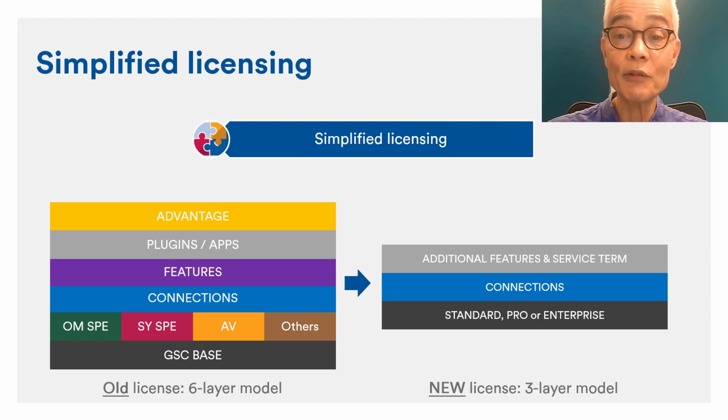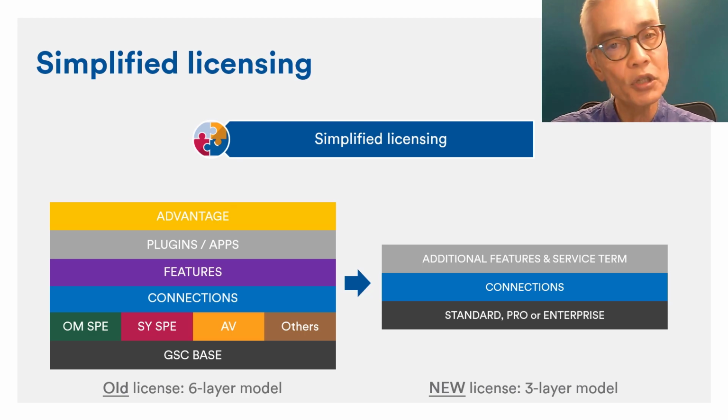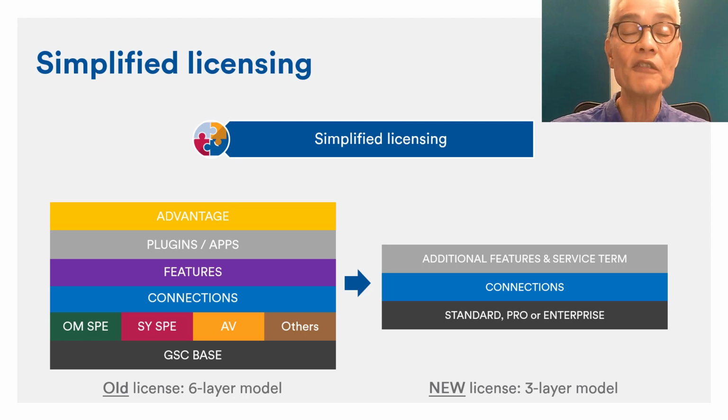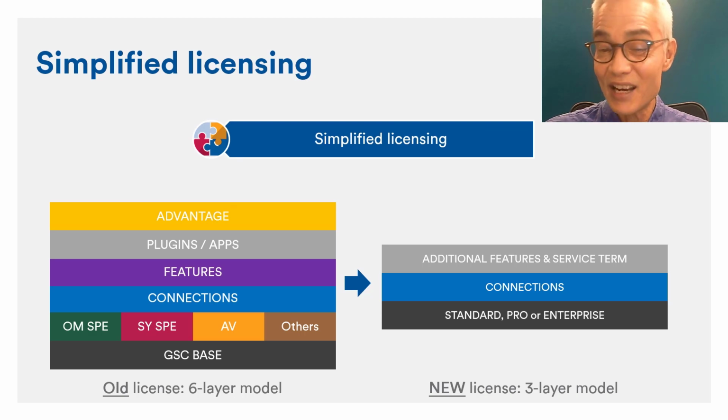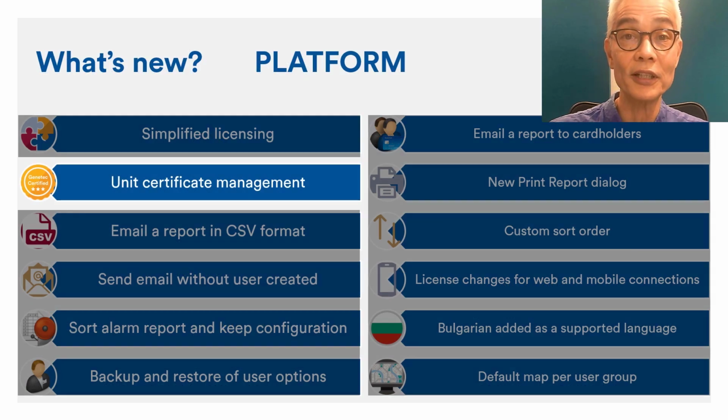This has been simplified and reduced to 3. So we no longer have to select whether we're going to be managing video or access control or license plate recognition or maps or intercoms. All of those types of modules are built in. Now we make choices at 3 different layers. We would choose the base package, Standard, Pro, or Enterprise. We'd choose the number of connections that we want into our system, and whether we want any extra features or service term. So that's the first change. The licensing format has been simplified substantially.